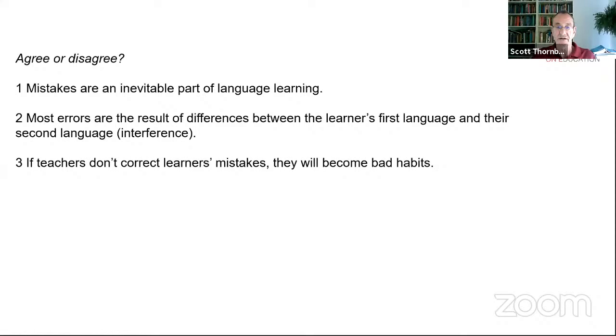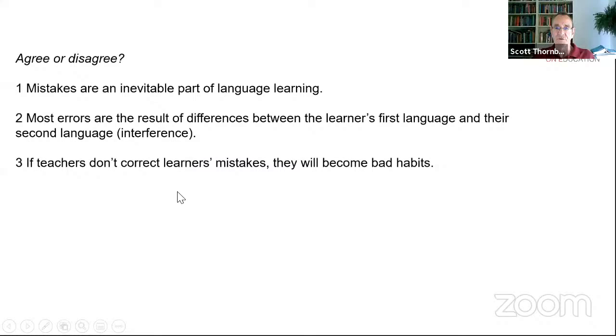If teachers don't correct learners' mistakes, they will become bad habits. There's a disagree. A few dissenting voices here, but mostly I'm seeing a lot of agree. Agree, agree, disagree, disagree. So it's not unanimity here.